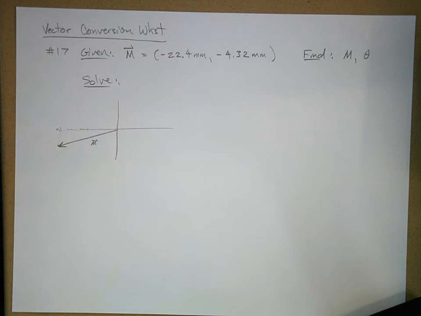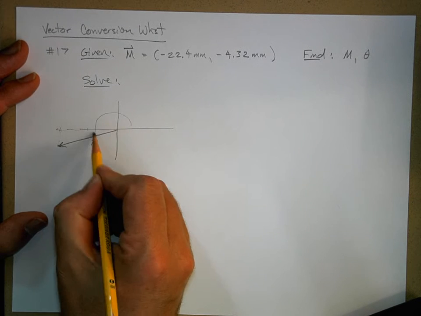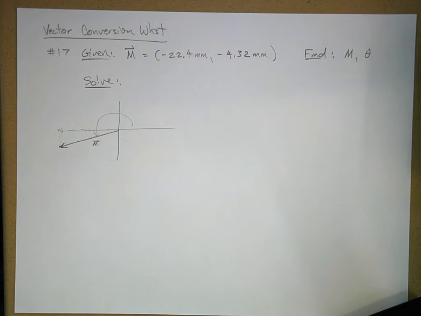Now it's not perfect, is it? No. Does it have to be perfect? No. It just has to be kind of close so you can visualize and see where the vector's at. I can tell right away that this angle is greater than 180 degrees. If I get something like 12 degrees, I'll know I did it wrong.